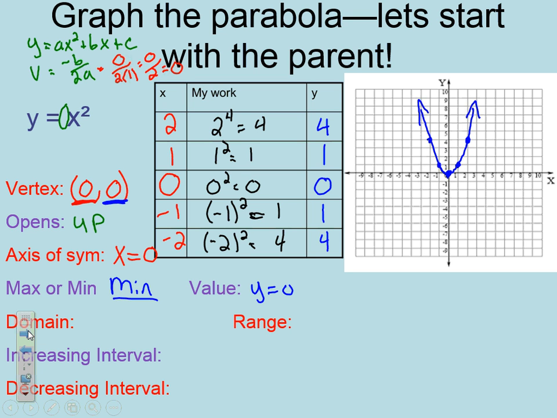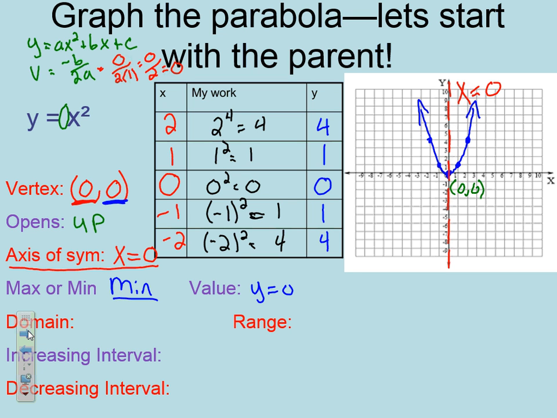Now, in order for me to be done, I need to do a few things. I need to label my vertex, which is 0, 0, and I need to put in my axis of symmetry. So x equals 0. So I'm going to have a dotted line right here through my vertex, and I need to label it x equals 0.